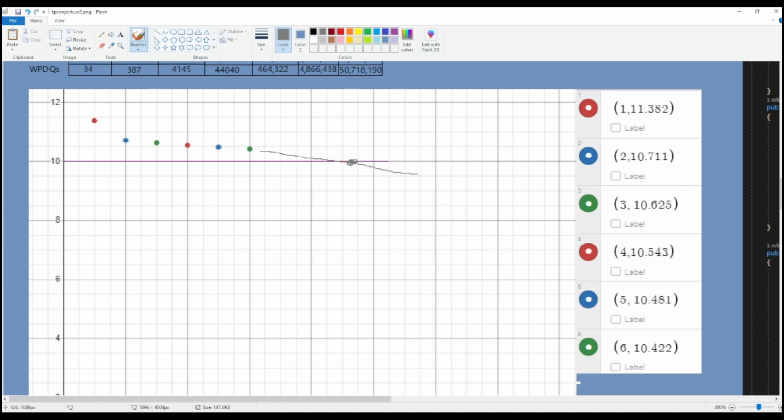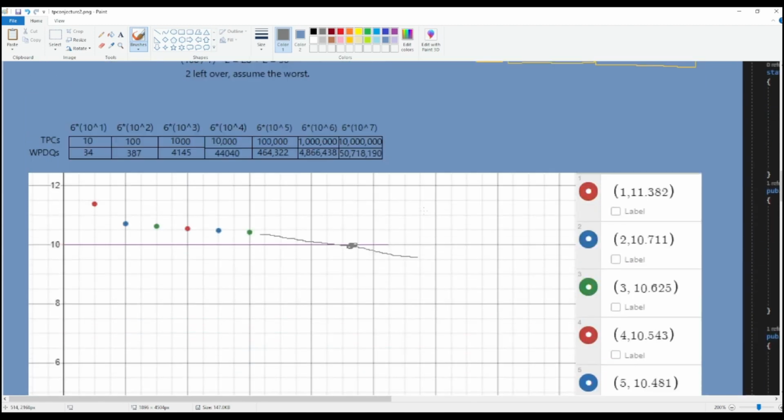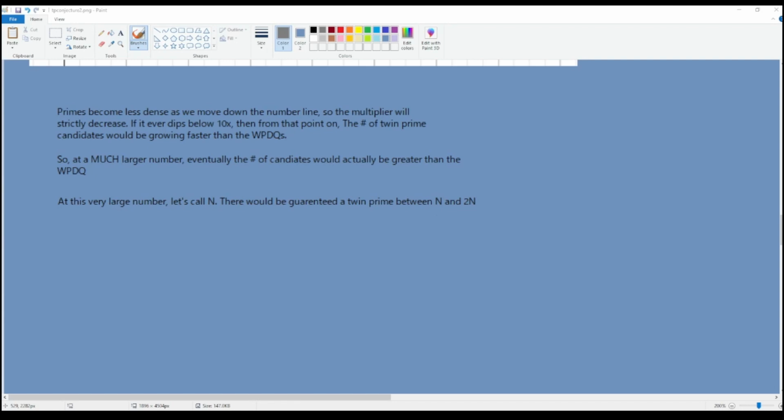And at a much, much, much larger number, there will be a point where there are actually more candidates than there are disqualifications. Worst case scenario. So at that much larger number, we can call it capital N, we would be guaranteed a twin prime between n and 2n. And this is because between n and 2n, there is a certain number of candidates that is more than the worst possible disqualifications. So after all the disqualifications happen, there are candidates left over, and all of those candidates have to be twin primes.